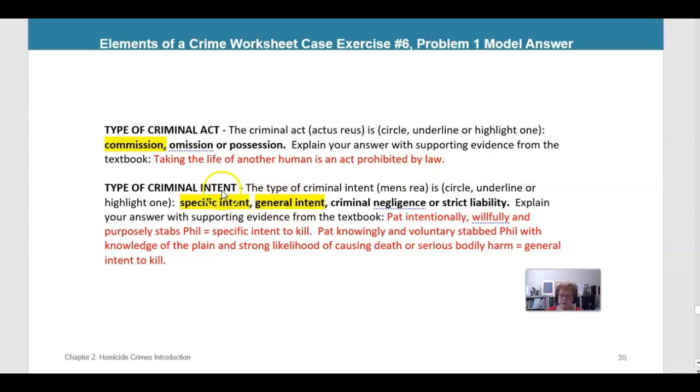We've demonstrated both specific intent to kill, specific intent to do serious bodily injury, as well as general intent because of the knowledge, or she should have had the knowledge, a reasonable person would have had the knowledge of the plain and strong likelihood of causing the death or serious bodily harm by stabbing someone twice.